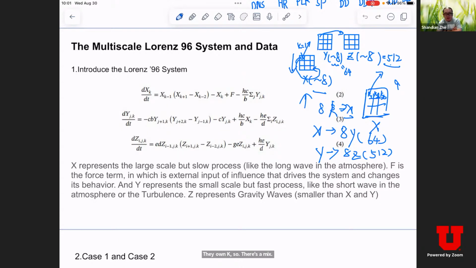It looks like for every smaller scale like Y_jk, it only depends on X_k and lower level Z's, right? It doesn't depend on k minus 1. So they only connect to their upper level variable. Yes, one X only affects its own Y, and Y only affects its own Z. Okay, so it's a hierarchical model, the ODE version, right? Yes.